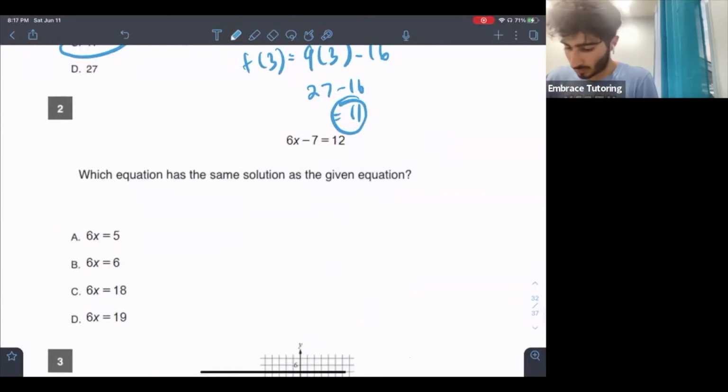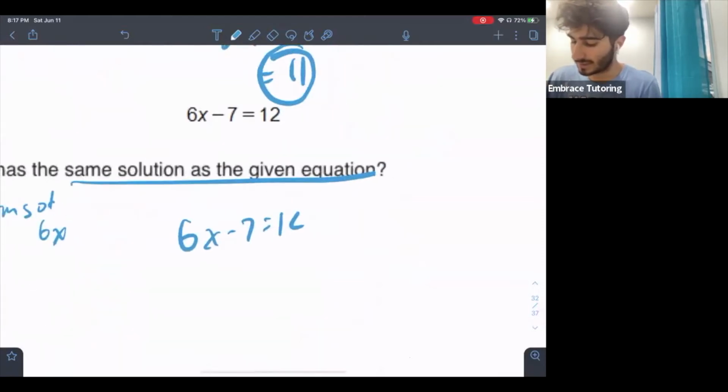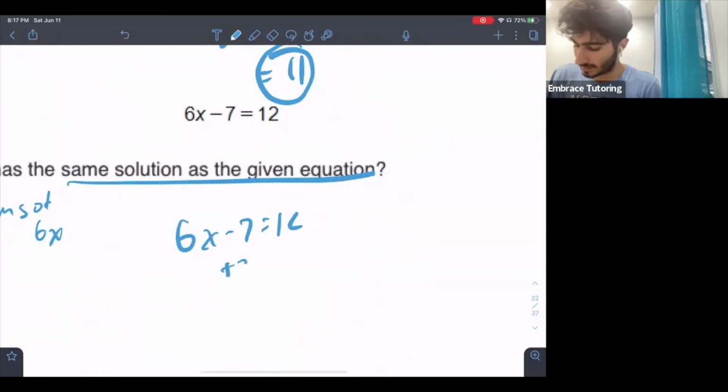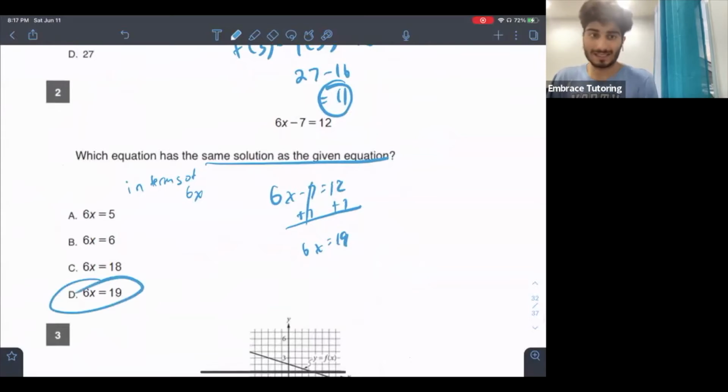Question 2. Which equation has the same solution as the given equation? 6x minus 7 is equal to 12. So notice how they're given in terms of 6x, meaning that if you add 7 on both sides, you would get 6x is equal to 19, which matches choice D. And so that is our answer for question 2.